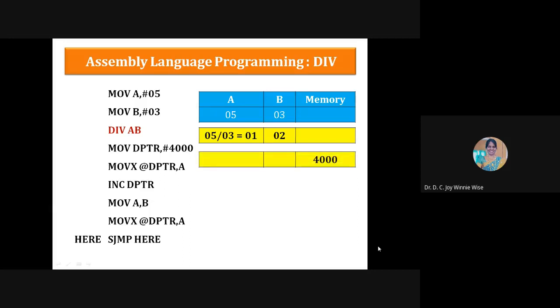DPTR is initialized with the memory location 4000.